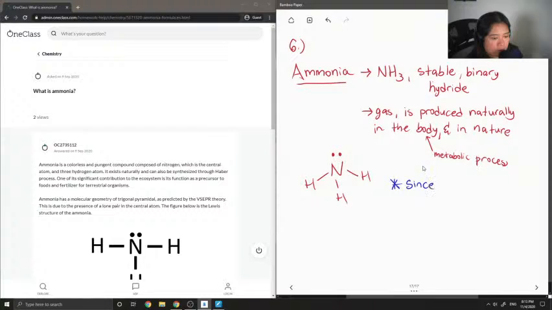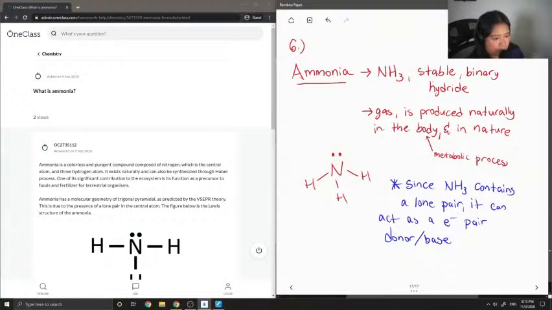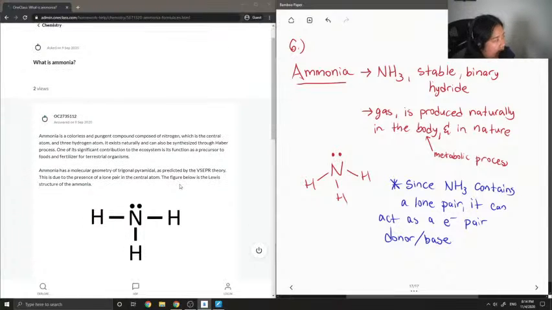So I'm also going to add, since NH3 contains a lone pair, it can act as an electron pair donor, otherwise known as a base. So let's see what our junior tutor said.